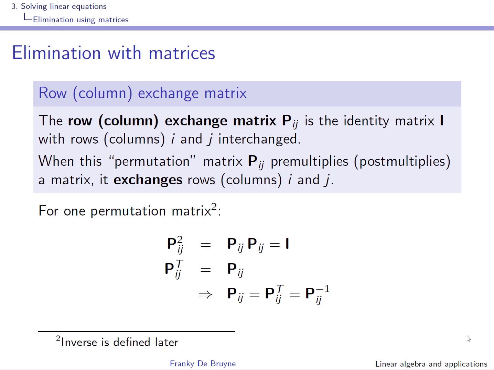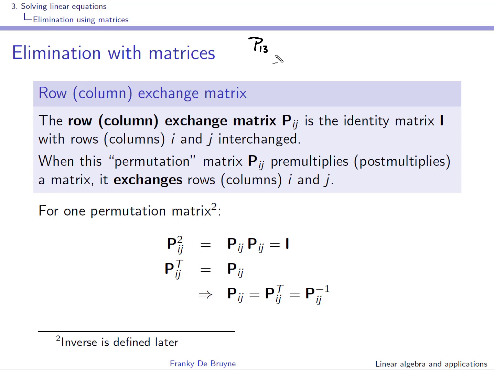So remember that in Gaussian elimination sometimes you have to exchange rows because you have ended up with a 0 pivot, right? And you want to continue the procedure. Well, permutation of rows, interchanging rows, can be done with a matrix that we call a permutation matrix.